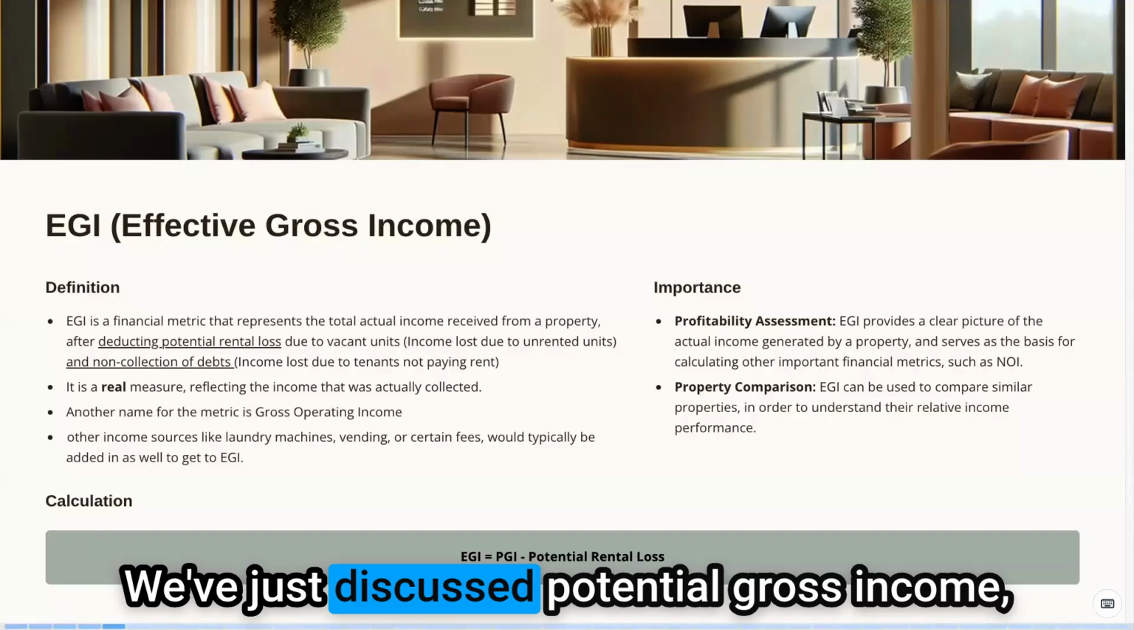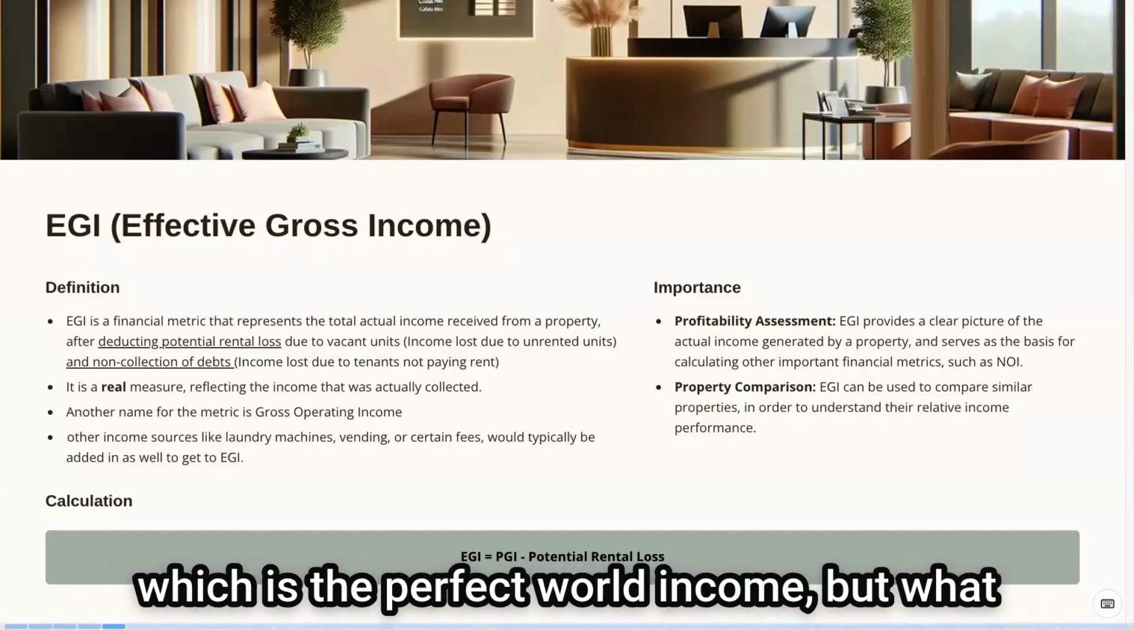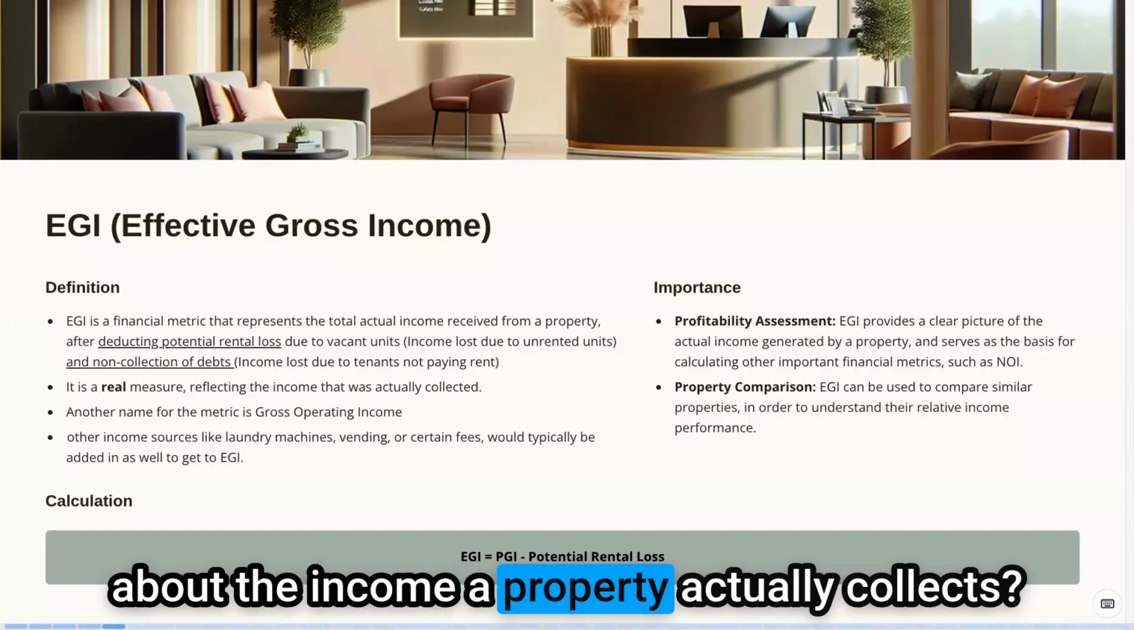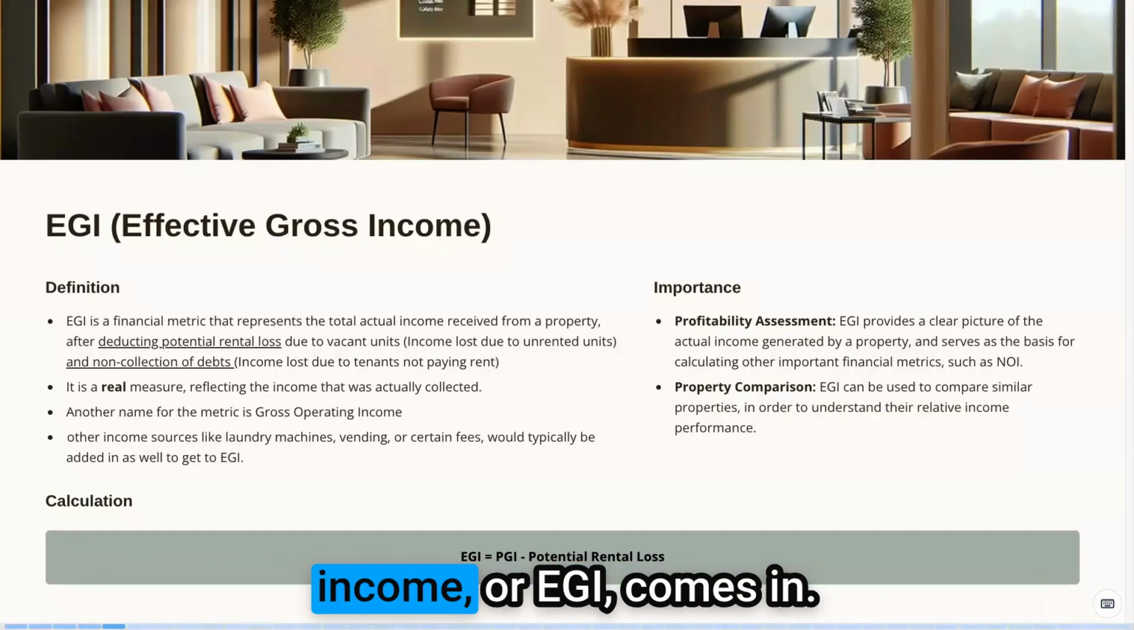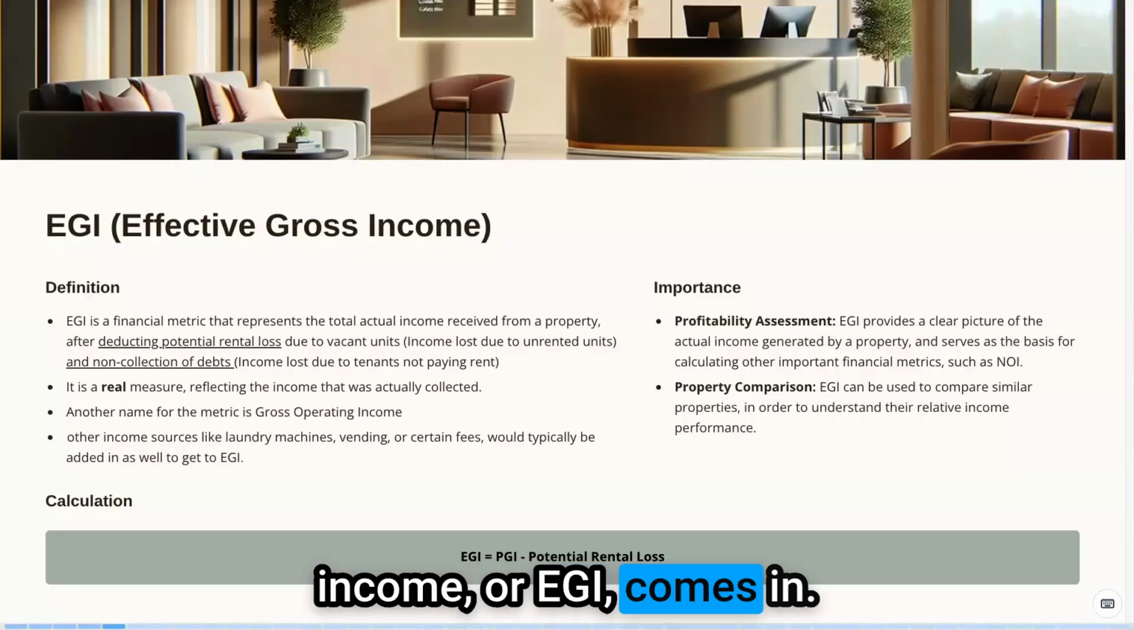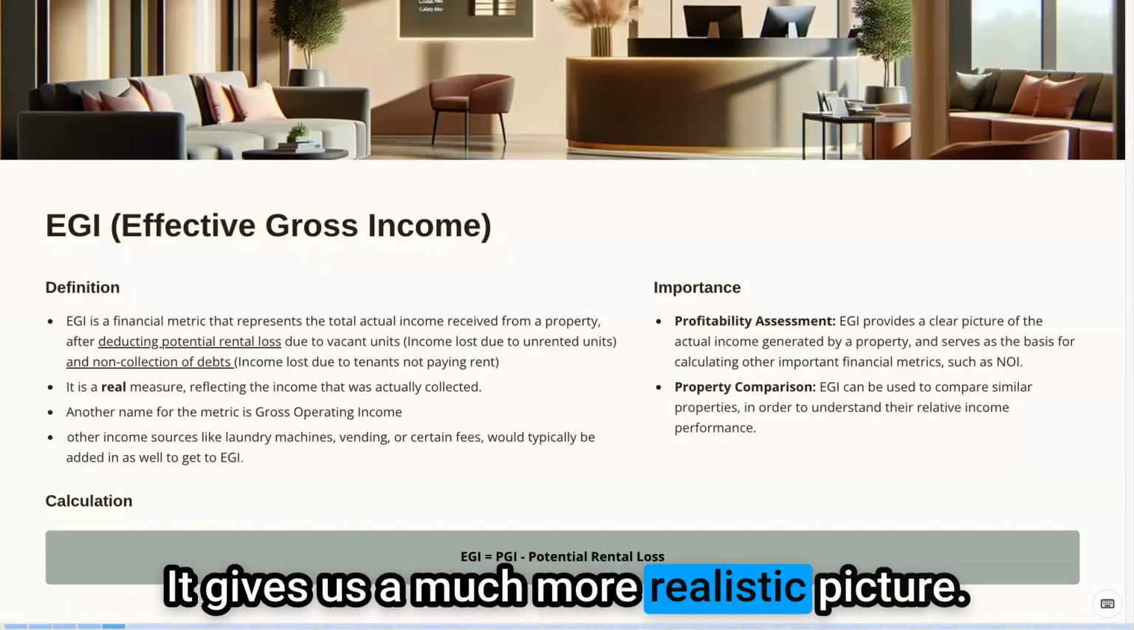We've just discussed potential gross income, which is the perfect world income. But what about the income a property actually collects? This is where effective gross income, or EGI, comes in. It gives us a much more realistic picture.